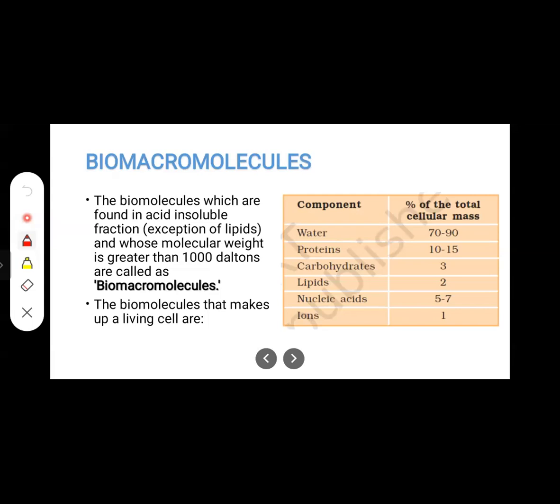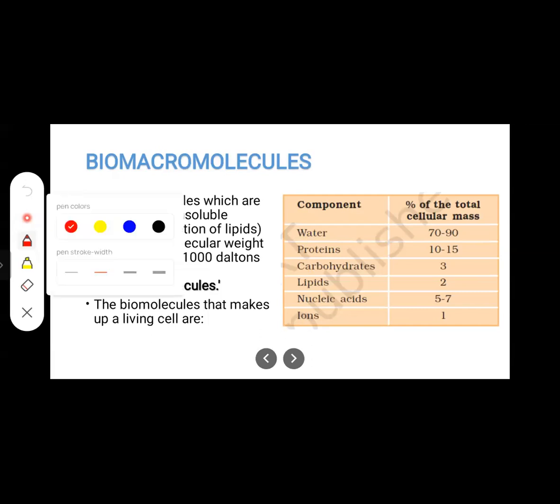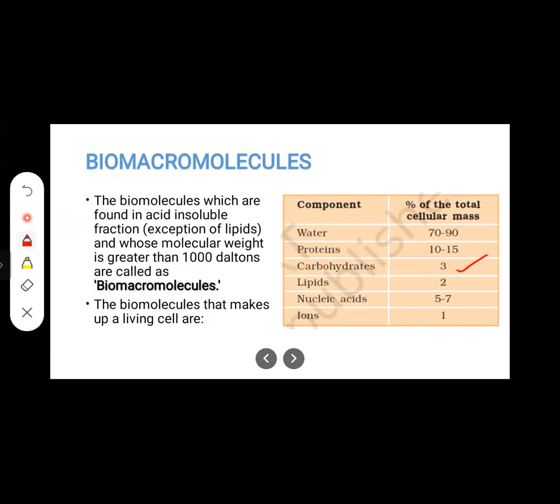If you see the components of a living cell, let us look at the percentage of these biomacromolecules. Water is about 70 to 90%, proteins 10 to 15%, carbohydrates around 3%, lipids around 2%, nucleic acids around 5 to 7%, and all other inorganic ions constitute 1%. So this is the composition of biomacromolecules in a living cell.